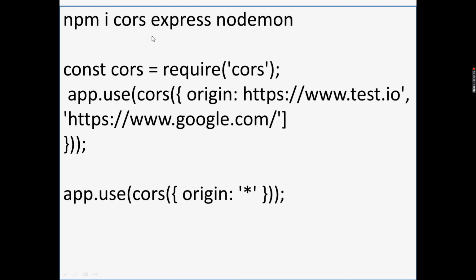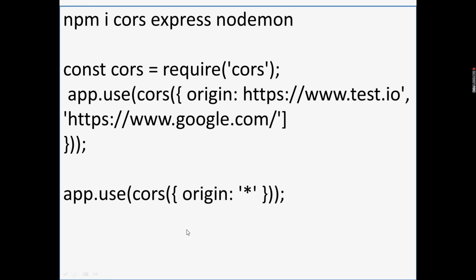Once CORS is installed, then it will be used as a middleware. Middleware means whenever there is any request, it will check if that particular request is allowed or not. So cross origin means it will allow different origins. You can see in this particular thing, we have provided two origins. So only the requests coming from these two origins will be allowed. Apart from this, if somebody else is trying to access that, it will throw an error.